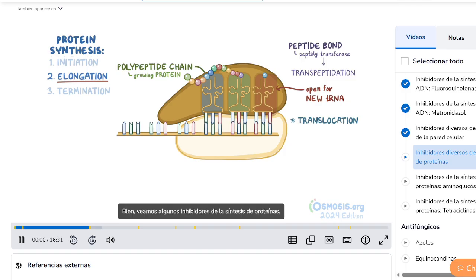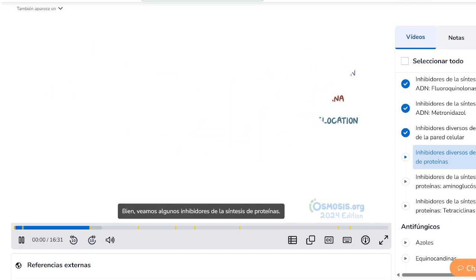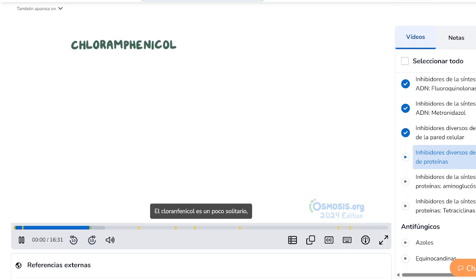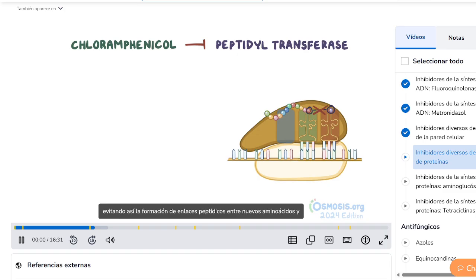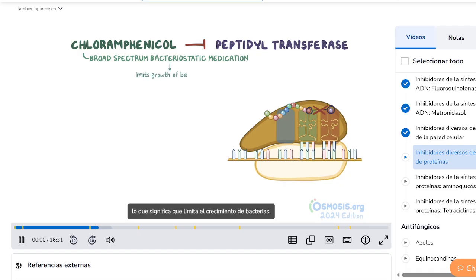Okay, so let's look at some protein synthesis inhibitors. Chloramphenicol is a bit of a loner and is the single representative in its group. It works during elongation by inhibiting peptidyl transferase, thus preventing peptide bond formation between new amino acids and the polypeptide chain. It's a broad-spectrum bacteriostatic medication, meaning it limits the growth of bacteria rather than eradicating them.